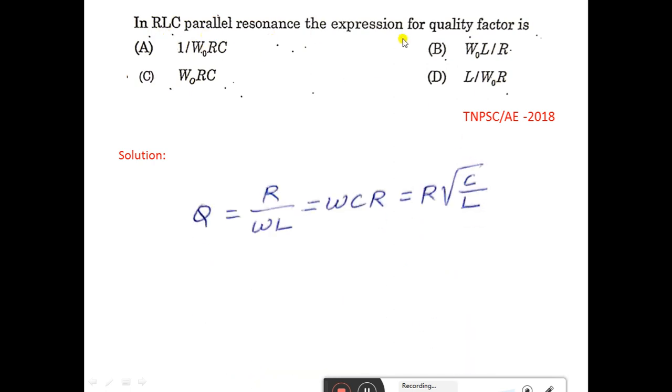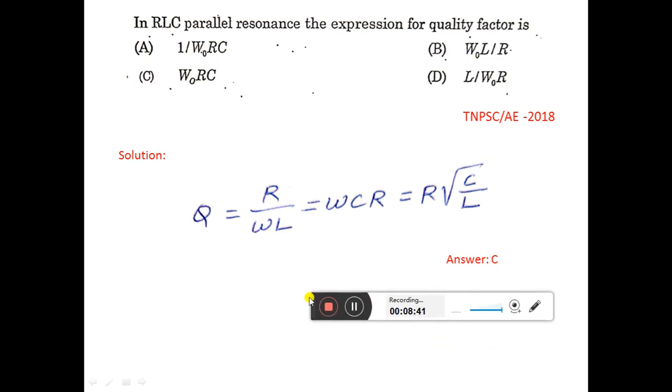For a parallel resonance circuit, the general formula for Q factor is Q equal to R by omega L, that is for the inductive circuit. For the capacitive circuit, omega CR, and the general formula R square root of C by L. Among these formulas, from the options, you can find option C is correct. So omega naught CR is given here. So answer C. Thank you.